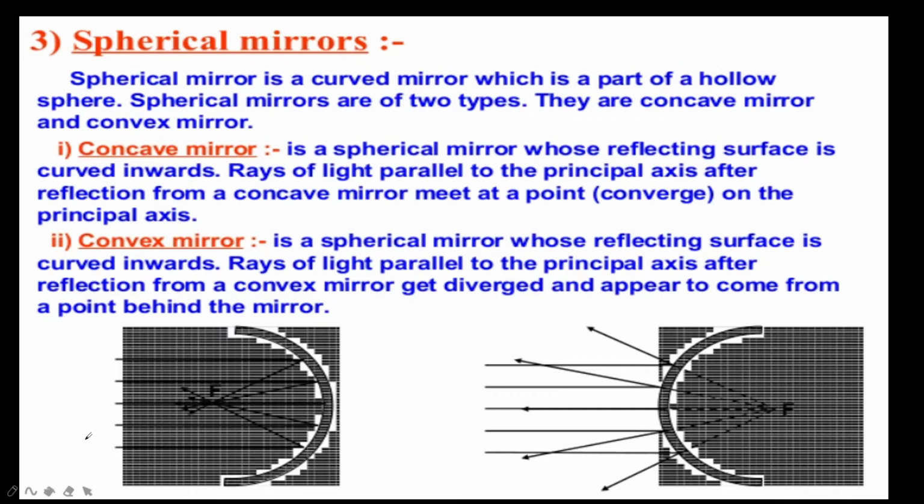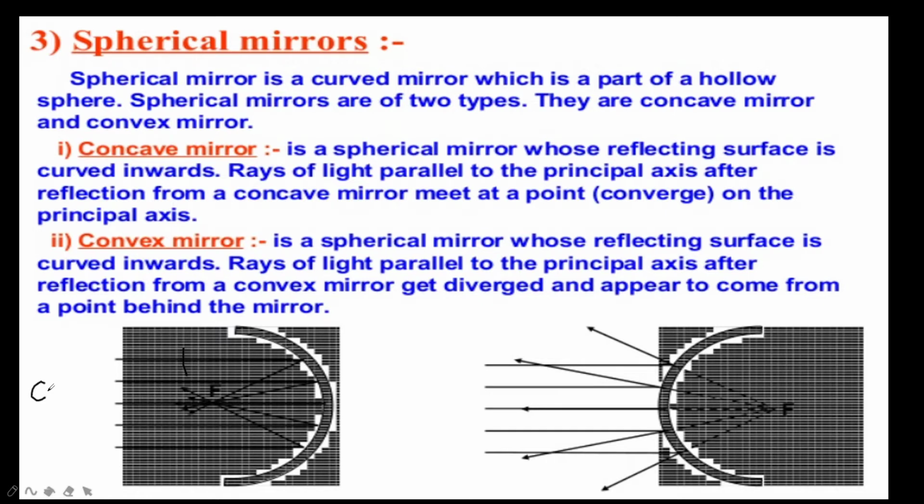topic, spherical mirrors. Okay, a spherical mirror is obtained by taking a part of a hollow sphere of glass or any polished metal. The reflecting surface of a spherical mirror may be curved inward or outward. Based on that, inward or outward, it is defined as two types. So a spherical mirror is a curved mirror which is a part of a hollow sphere. These spherical mirrors are of two types, concave mirror and convex mirror.